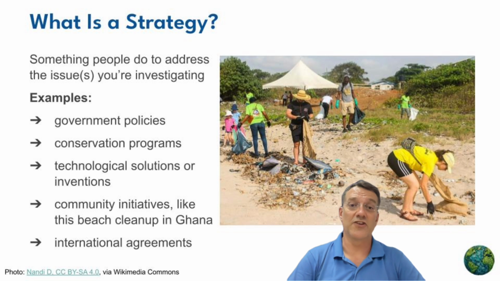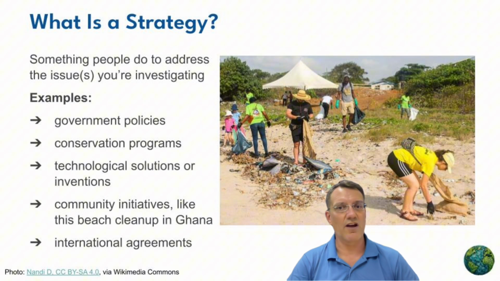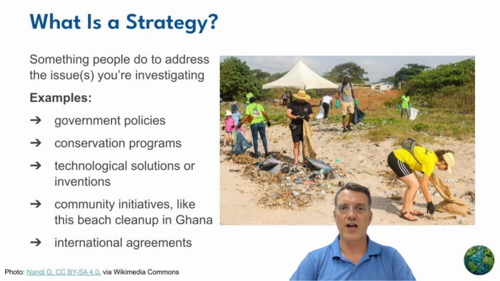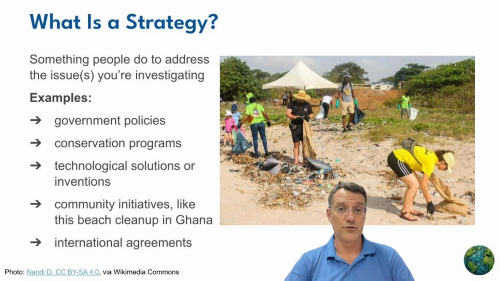When describing your strategy, you have many options. You can discuss government policies like emission standards or fishing quotas. You could examine conservation programs like species reintroduction efforts or habitat restoration projects. You might analyze technological solutions like solar panel installations or water treatment systems. Or you could look at community initiatives like local beach cleanup campaigns or farmer cooperatives that are using sustainable practices.